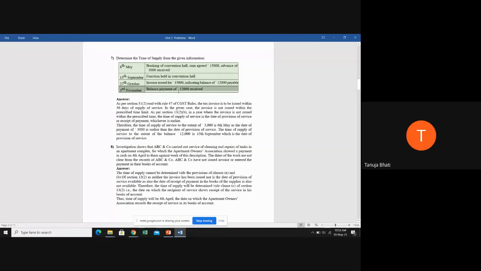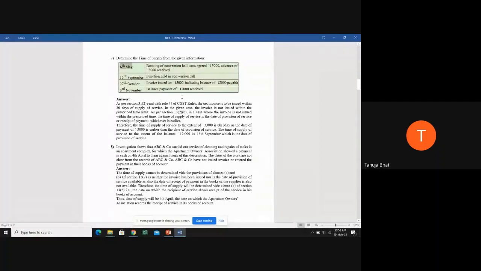I will take you back to that provision, but this is just for information that if the invoice is not issued within the prescribed time, it will be the date of provision of service or date of receipt of payment, whichever is earlier. Now, students, from this 15,000, 3,000 is received on 6th May. So in respect of 3,000, what is the time of supply? You have to compare the date of provision of service, that is 15 September, or the date of receipt of payment of these 3,000, whichever is earlier. Which is earlier? 6th May. So in respect of 3,000 rupees, the time of supply is 6th May.